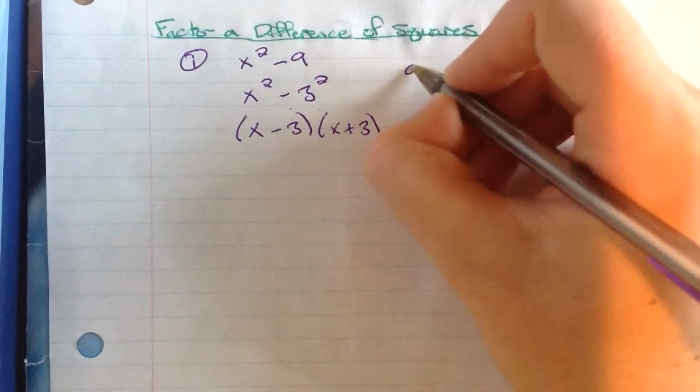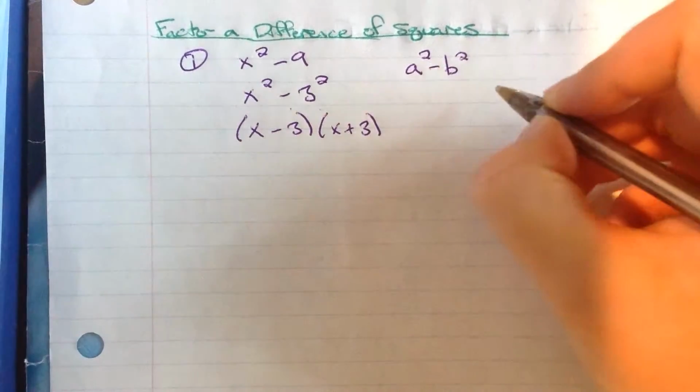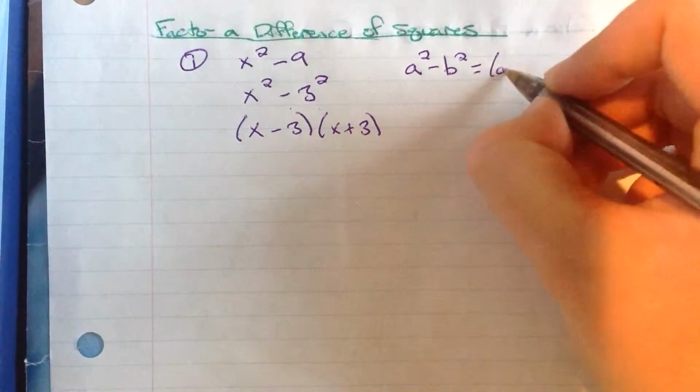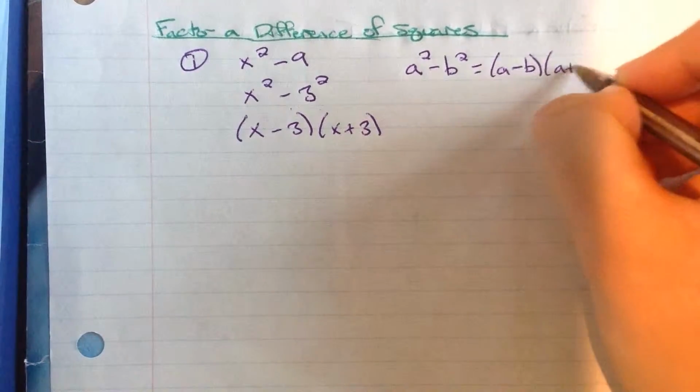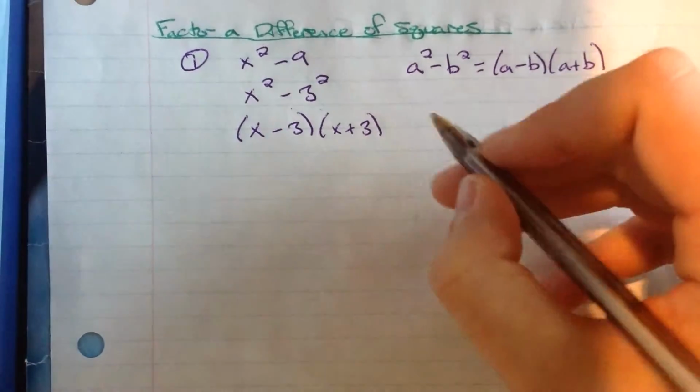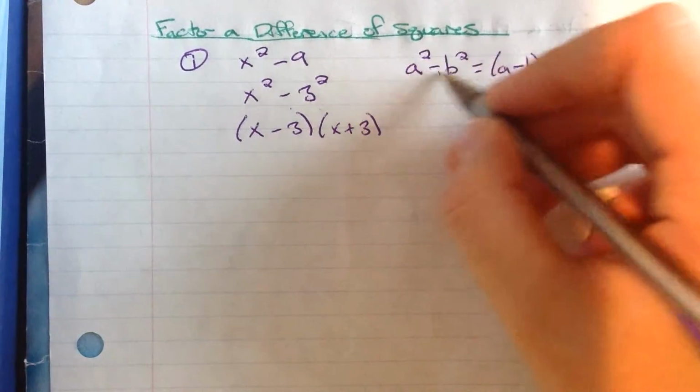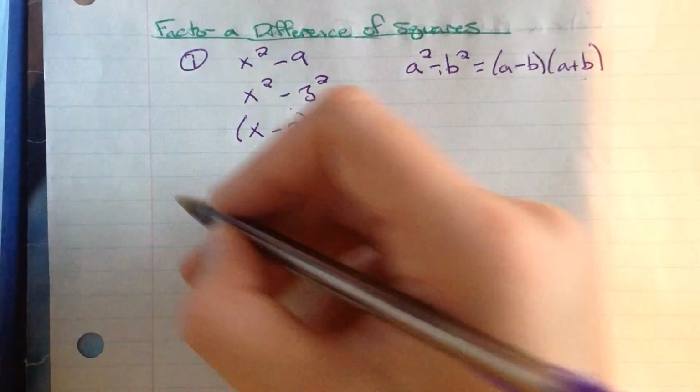So in other words, a generic formula would be, if I have a squared minus b squared, it is (a minus b)(a plus b). This only works for a difference of squares. If it's a sum, it doesn't follow the same format.